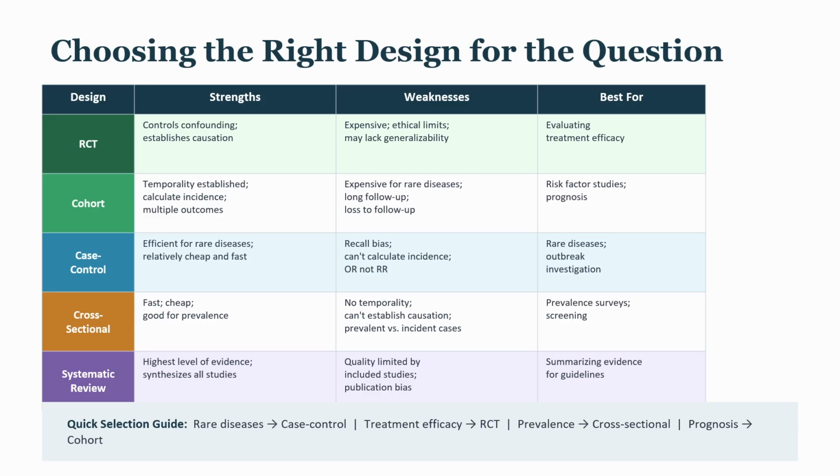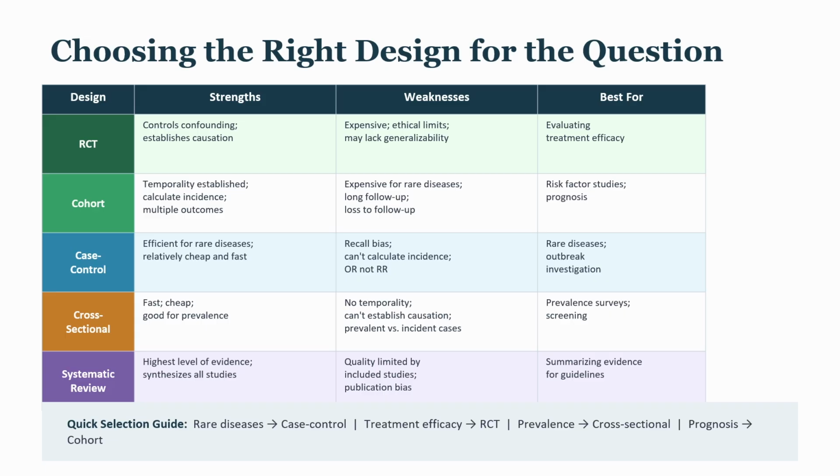Cross-sectional studies are the fastest and cheapest option, a single point-in-time snapshot. They're excellent for prevalence surveys and for generating hypotheses, but because exposure and outcome are measured simultaneously, you can't establish that exposure preceded outcome, making causal inference very limited.